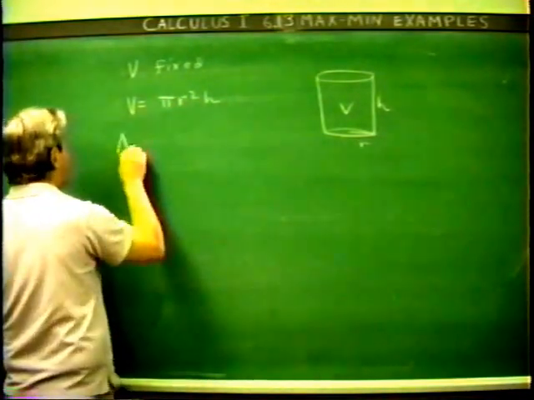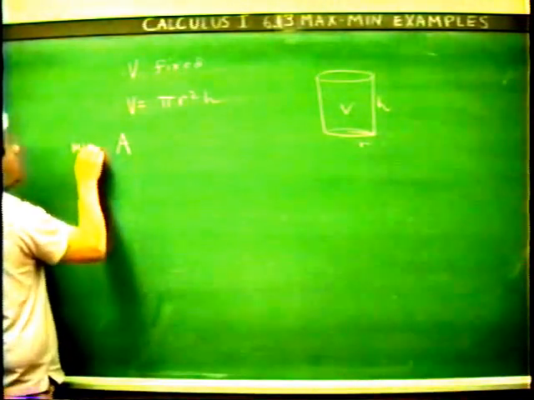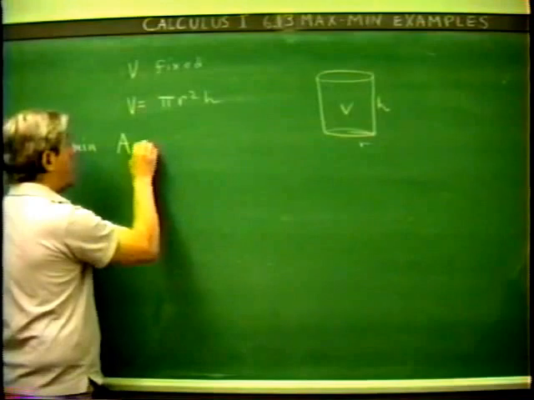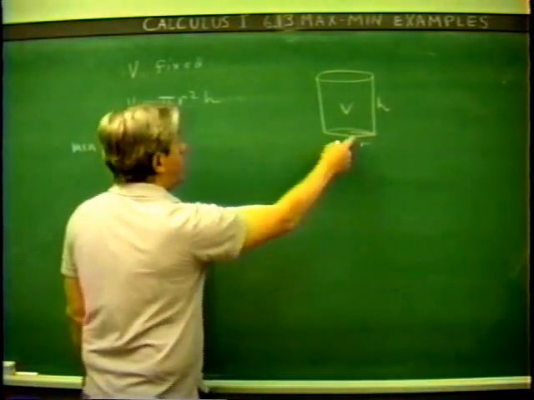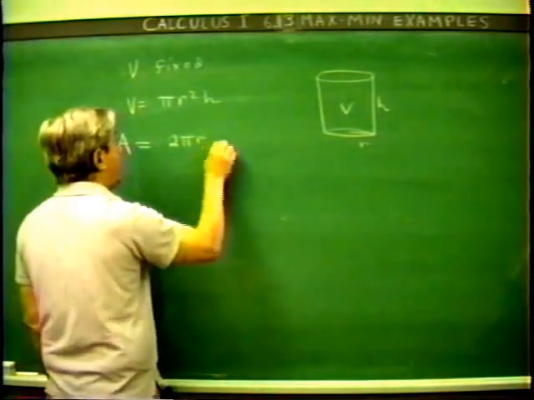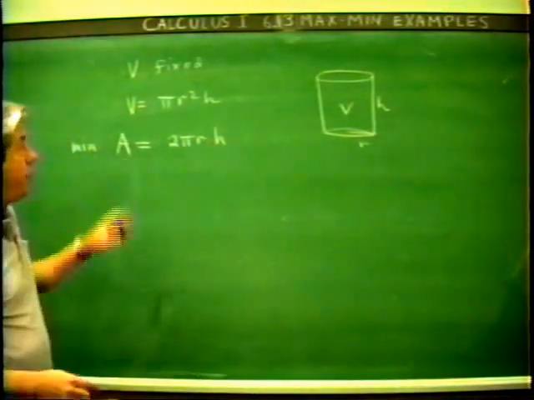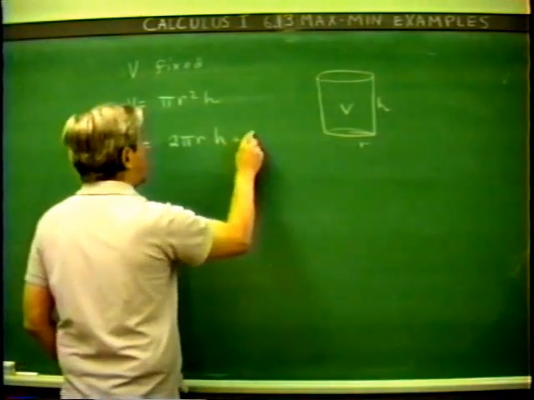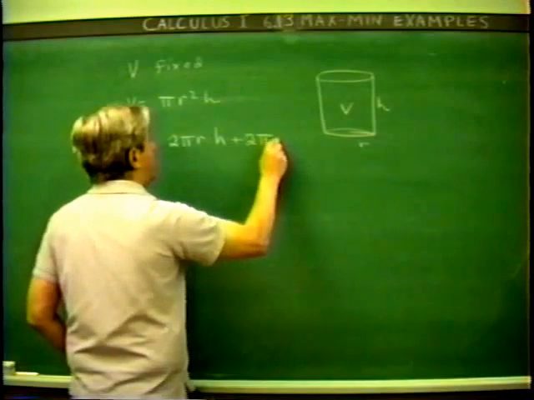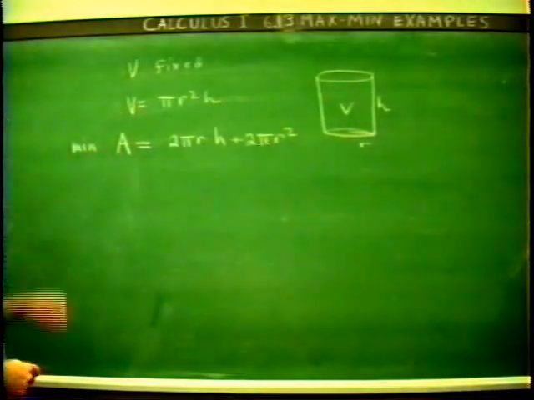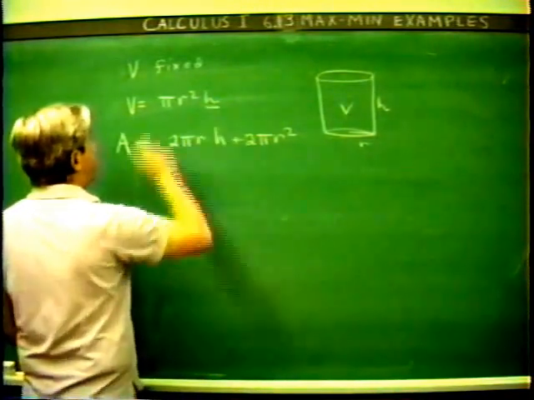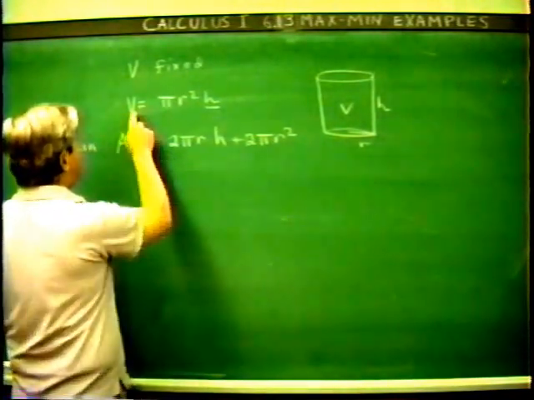So we know that V is equal to pi r squared h. But the quantity we want to minimize is A, which is what? If we rolled this tin can out, we would find that we would have a piece of metal 2 pi r in length and h in width, and then there are the 2 pieces for the top and the bottom, so that's going to be 2 pi r squared. So this is the area.